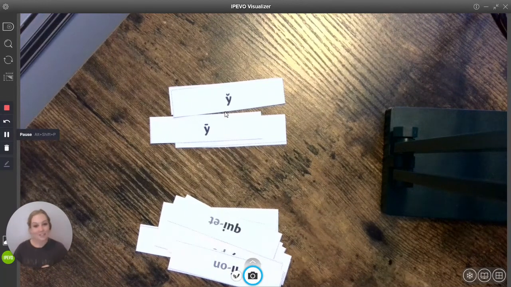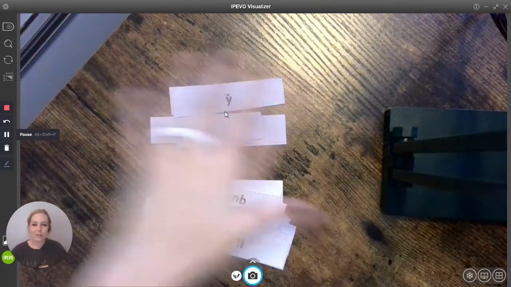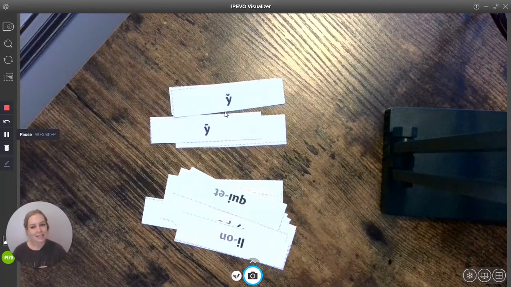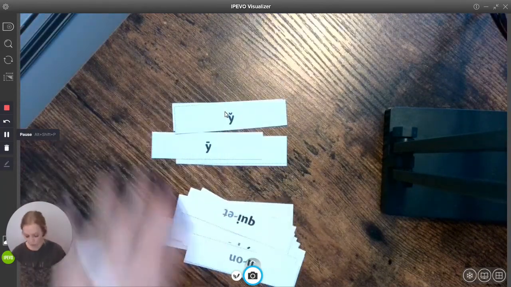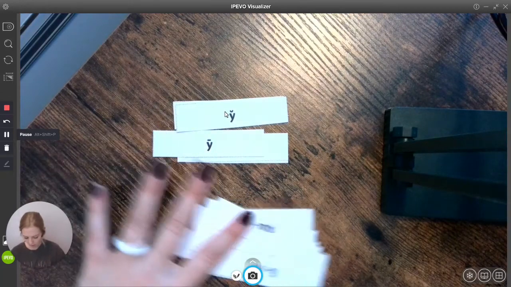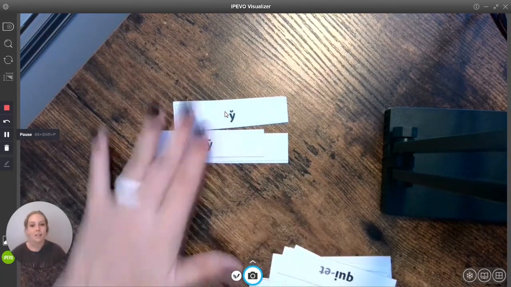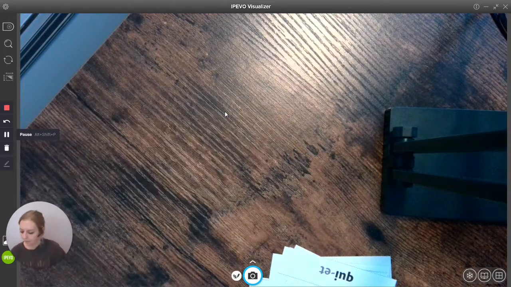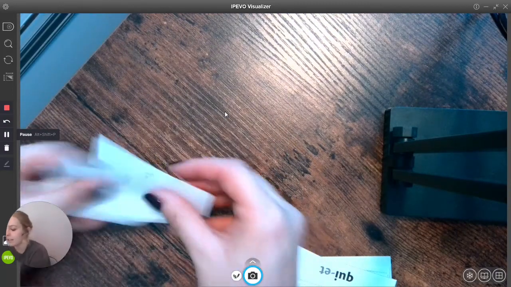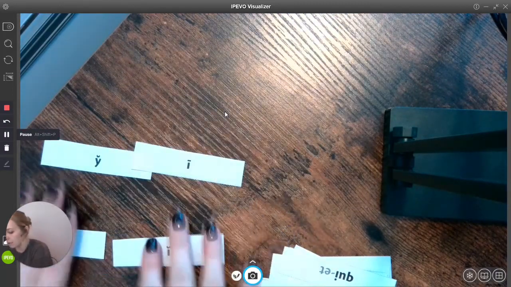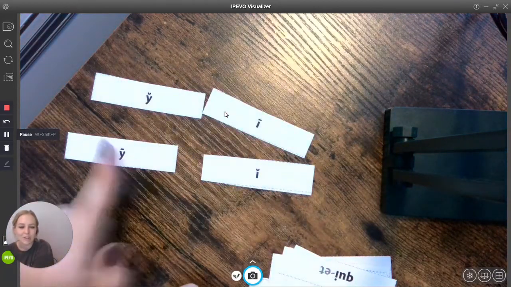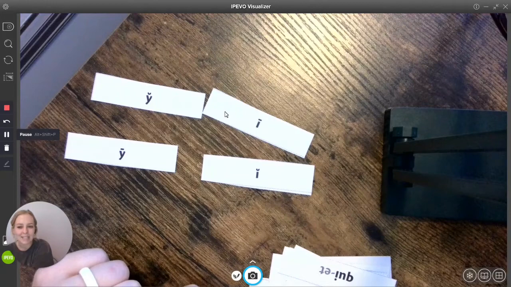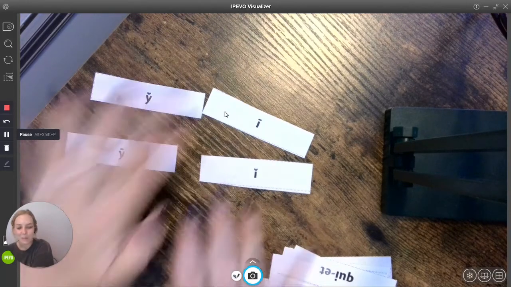Okay, if you're watching this video, I'm going to assume that you have cut everything out just like I have. And what I want you to do is find the gray card that has an I marked with a breve. Okay, so find the I that is marked with a breve. Did you find it? Which one is it? It's this one. Good job.